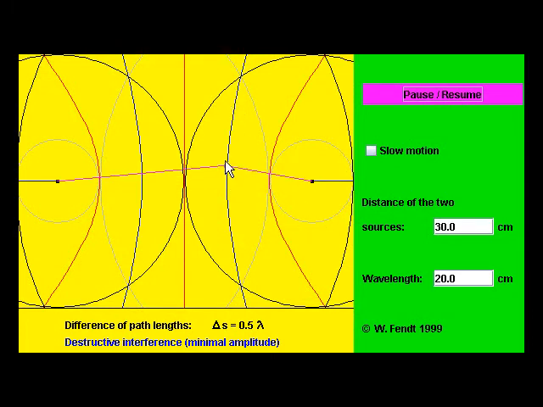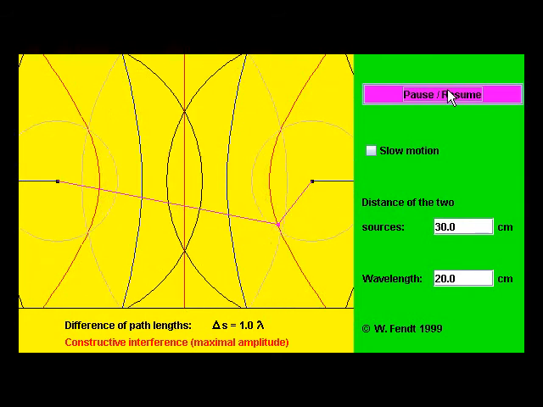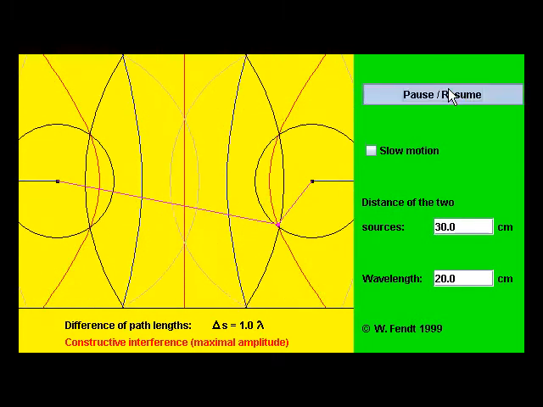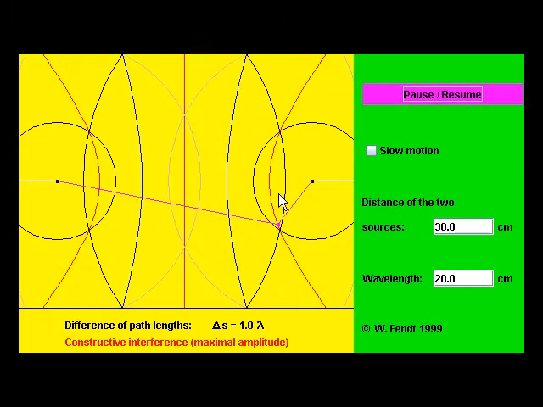For example, right at this point, we have a wave crest from the right side meeting a wave trough from the left side, and therefore we get destructive interference. Anywhere along this line, we get destructive interference. Anywhere along these red lines, we will get constructive interference. Let's just watch for a second. At this point, we are getting a wave crest meeting a wave crest.